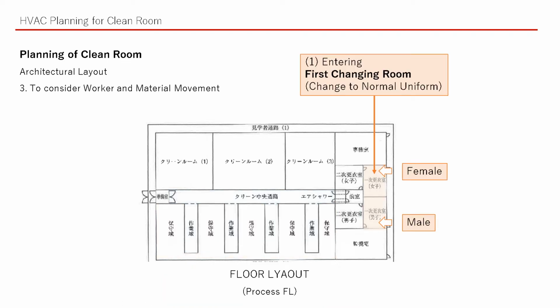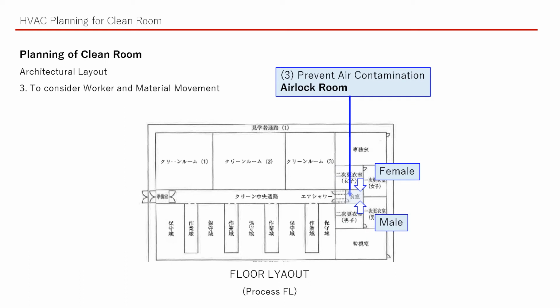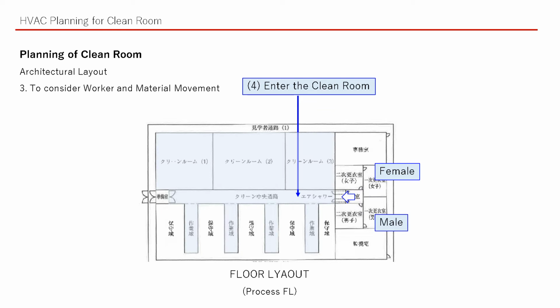We would like to explain typical architecture layout planning also. When considering entering workers, we need to consider first a changing room to change from normal uniform. Next, workers need to change into clean clothes in a second changing room. We need to plan an airlock room to prevent air contamination from outside. Then workers enter the clean room through the air shower.